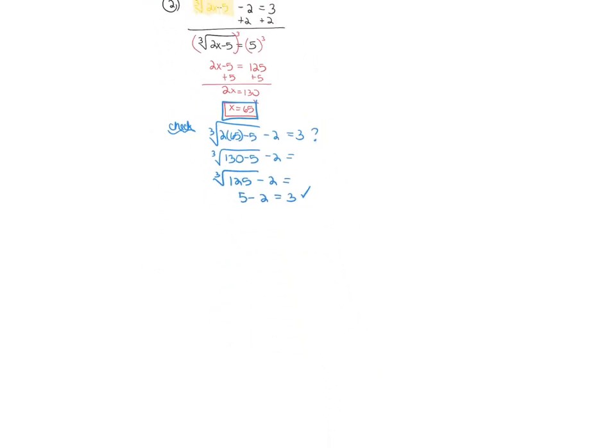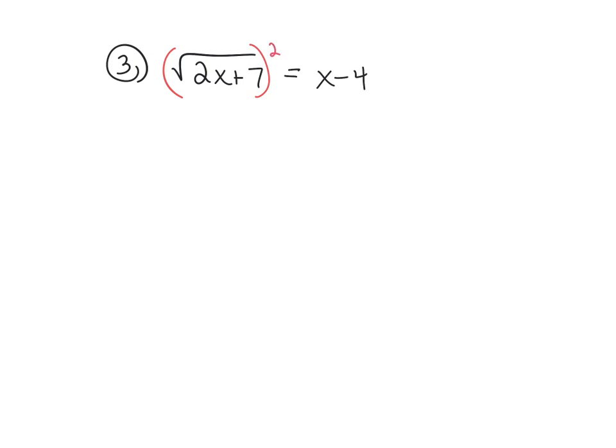All right, number 3, and again, if you need to go back and rewatch 1 or 2, you can do that. So number 3 is a little bit different because we have the square root of 2x plus 7 equals x minus 4. Now your goal is still to get that radical by itself, and it is. So we're actually ready to get rid of the square root by squaring both sides. Remember, if you square one side, you have to square the other.